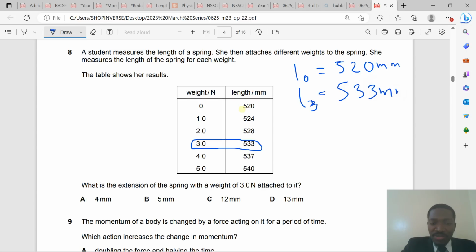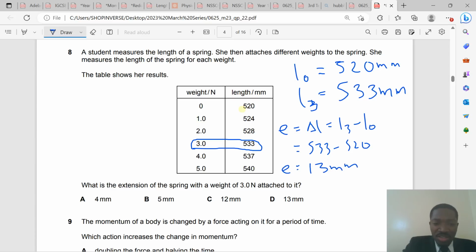Now the question asks for the extension. How do you get the extension? Extension is the change in length. So in this case, our extension will be L3 minus the original length when no force was applied. That's all. Our L3 is 533 millimeter. Our original length is 520 millimeter. 533 minus 520 will give us 13 millimeter, and that is the extension of the spring. And that makes option D the correct answer to question number 8.